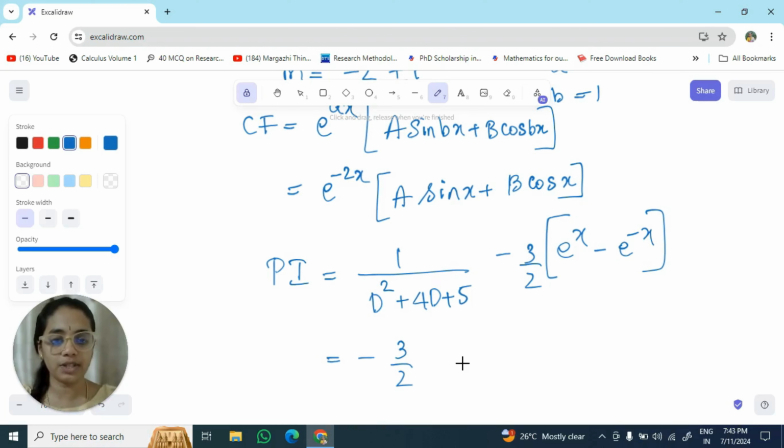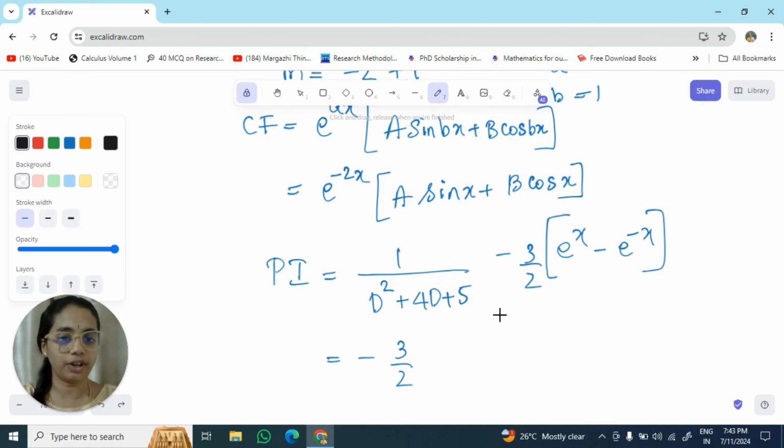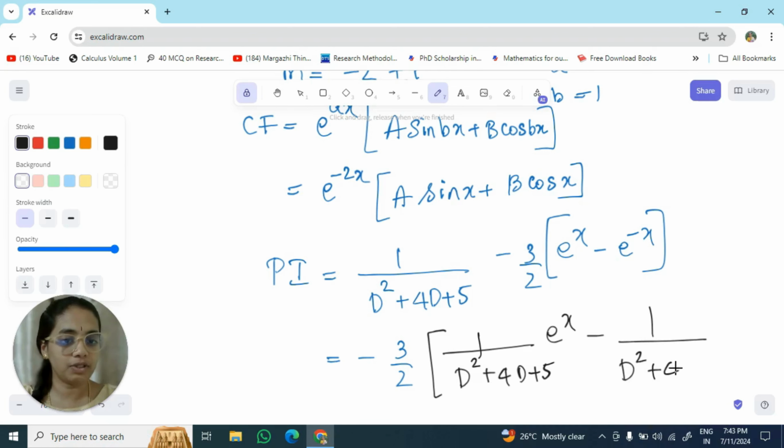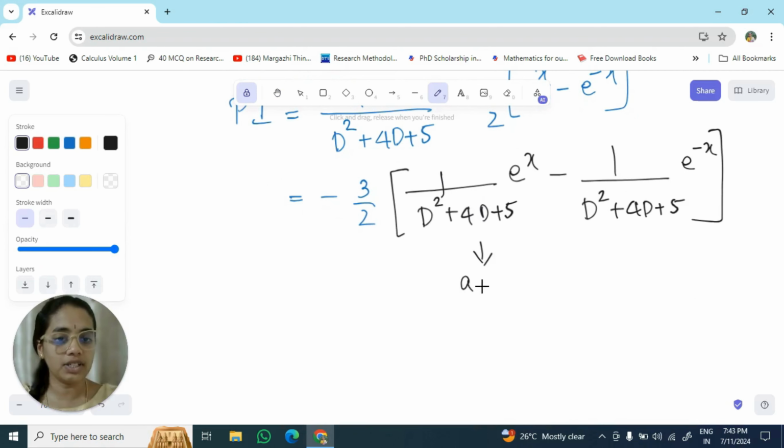Now since we have two terms, let us take our 1 by f of d term and multiply it to each term over here. So we would get 1 by d square plus 4d plus 5 into e power x minus 1 by d square plus 4d plus 5 into e power negative x. Agree? So in our first term, the value of a over here is 1, right? Because the coefficient of x is nothing but 1.